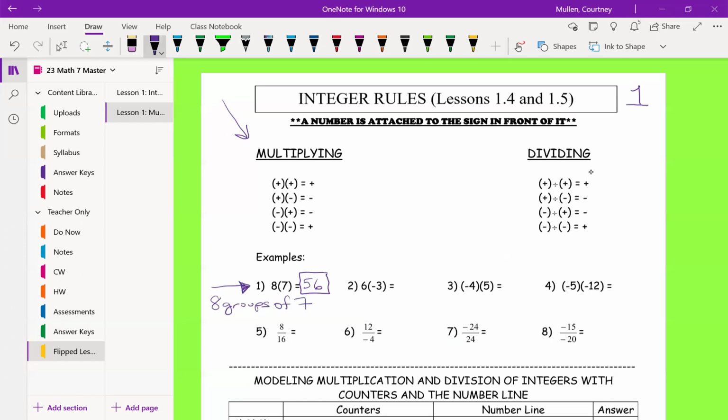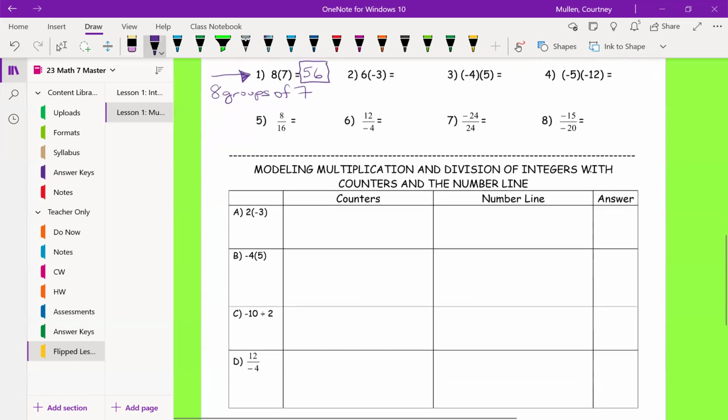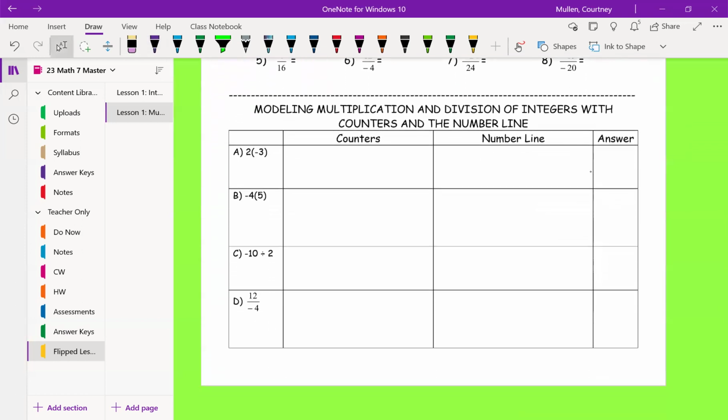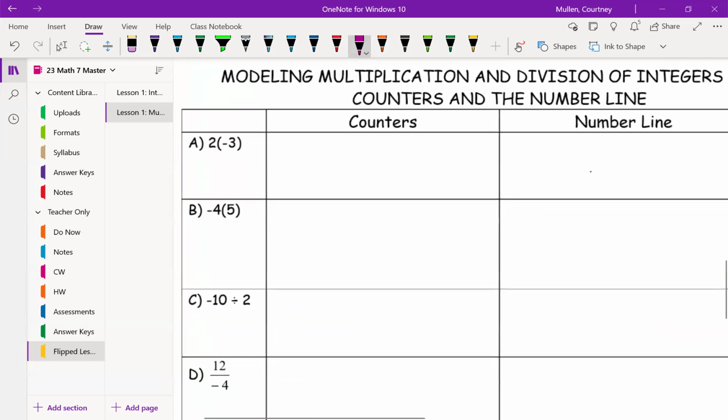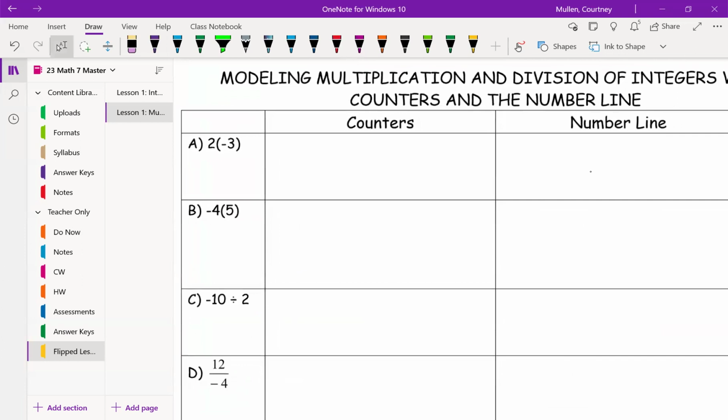But let's demonstrate multiplying with negatives. Go down to this dashed line where you see modeling multiplication and division of integers with counters and the number line. We're going to start with the counters. So let's take a look at problem A here. Problem A says 2 times negative 3, which means 2 groups of negative 3. And you should be taking your notes along with me on your paper.